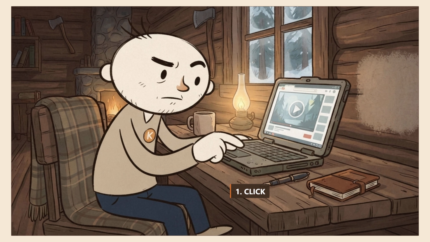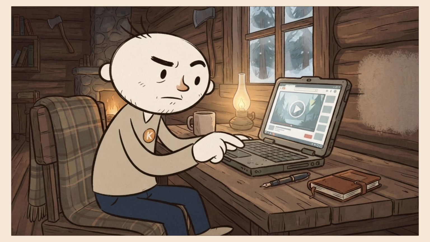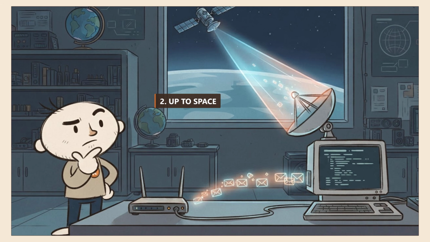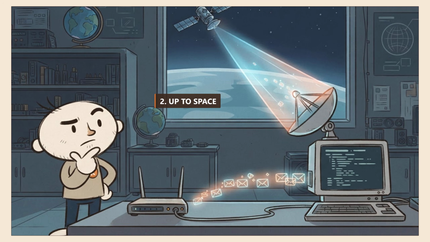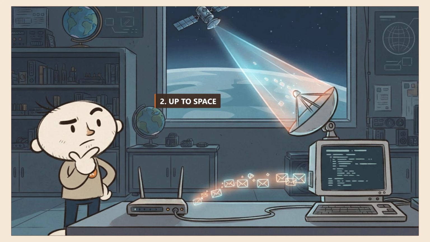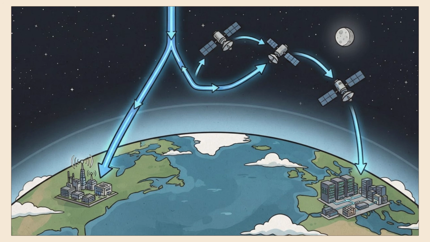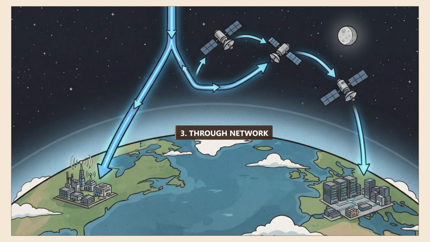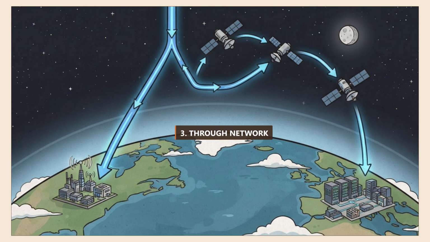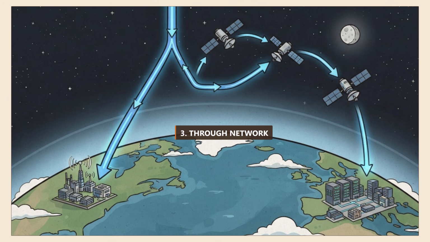Kirac clicks on a video. His laptop sends data to the router. The router passes it to the Starlink terminal. The phased array antenna forms a focused radio beam toward an available satellite. The satellite receives the request. It may send the data directly to a ground station, or it may pass it through other satellites using optical links. Eventually, the request enters the terrestrial internet.